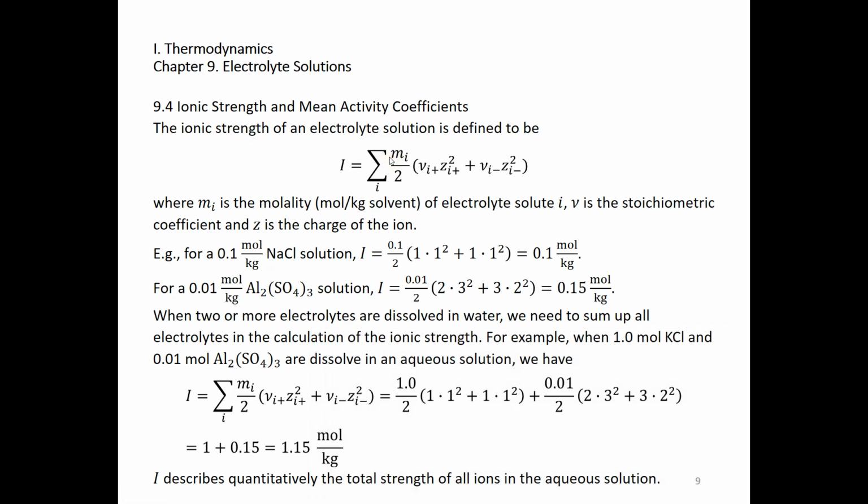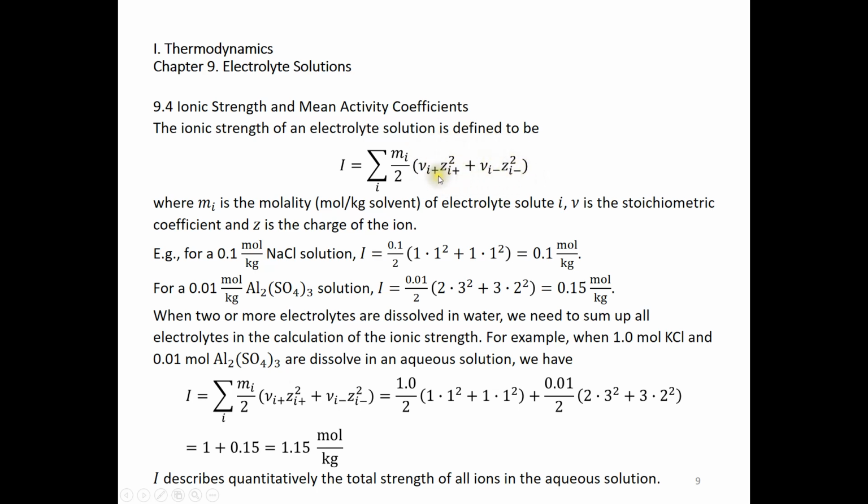Chapter 9 Electrolyte Solutions. Section 9.4 Ionic Strength and Mean Activity Coefficients. The ionic strength of an electrolyte solution is denoted by I, and we have an equation for the ionic strength. I is the sum of 1/2 of the molality multiplied by the sum of the cationic term and anionic term.